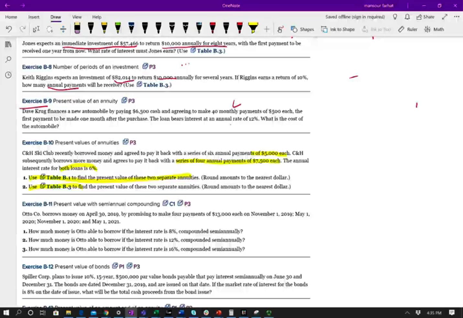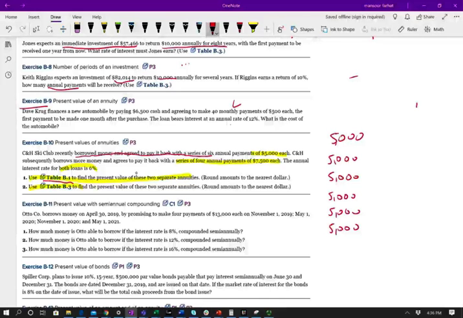So let's use both tables. This way, hopefully it will help you understand. So for the first, if we're using table B1, it is the present value of a single payment. So they borrowed money and agreed to pay it back with a series of six annual payments. $5,000, $5,000, $5,000, $5,000, $5,000, and $5,000. This is what they have to pay back.